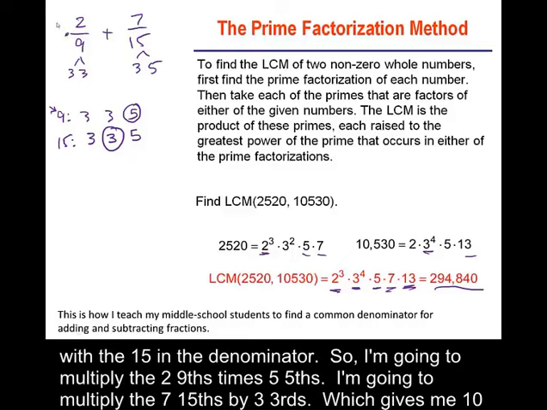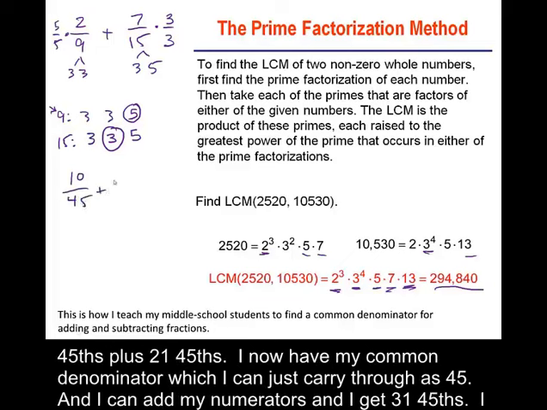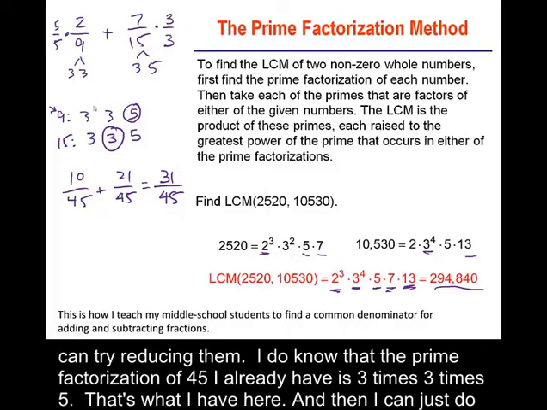So I'm going to multiply the 2/9 times 5/5. I'm going to multiply the 7/15 by 3/3, which gives me 10/45 plus 21/45. I now have my common denominator, which I can just carry through as 45, and I can add my numerators, and I get 31/45. I can try reducing it. I already have the prime factorization of 45 as 3 times 3 times 5. And then I can just do 31.